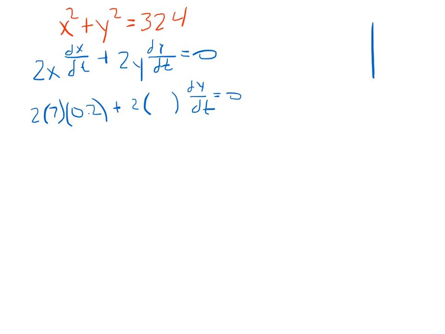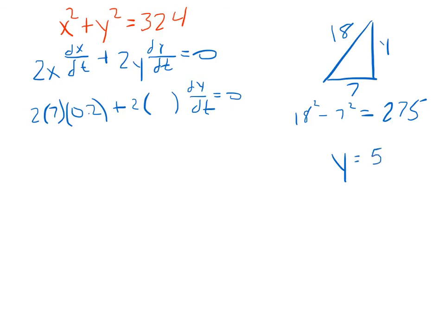I think back to my right triangle, 18, 7, and y. I want to know what y is when x is 7. Well, I can use the Pythagorean theorem to figure that out. 18 squared minus 7 squared is going to be 275, and the square root of 275 is 5 square root 11. So I can now put this into my equation here, 5 square root 11.